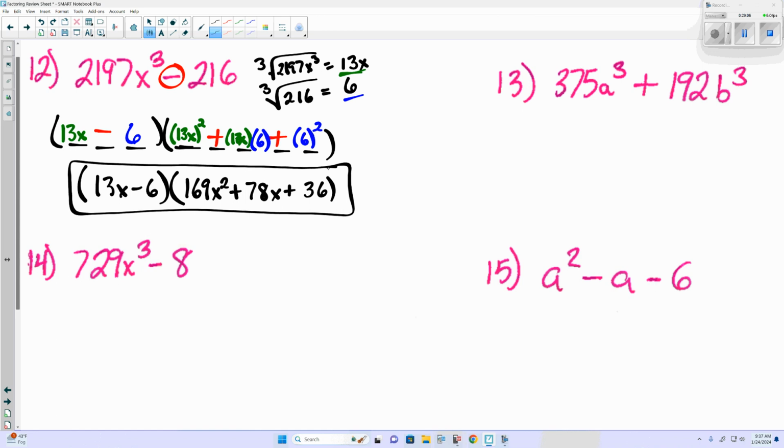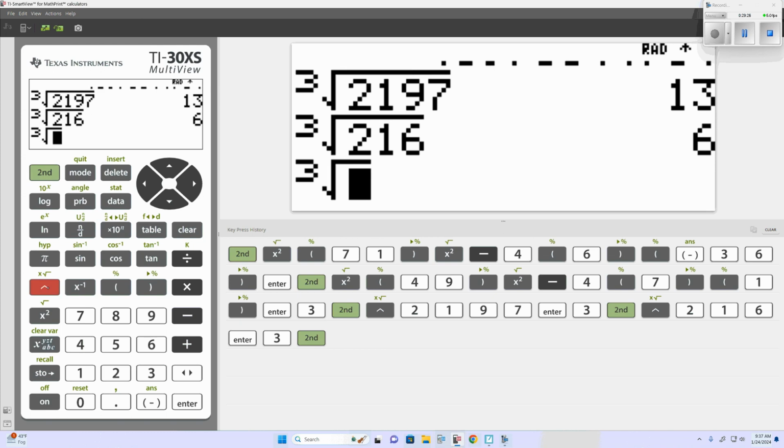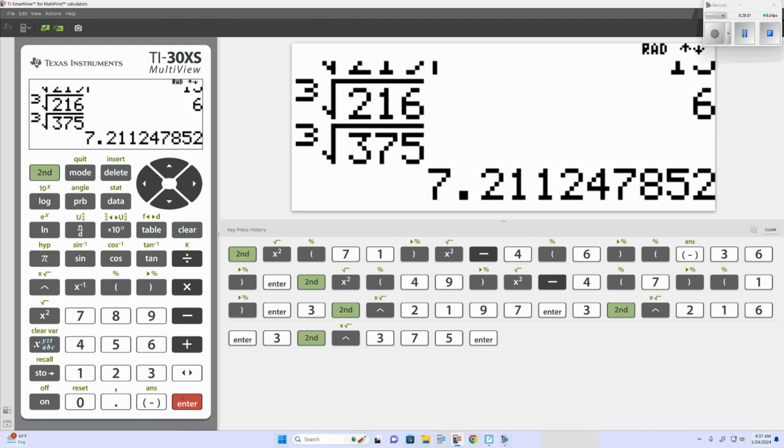We good with 12? Let's look at 13. 375a cubed plus 192b cubed. Sum of two cubes, sum of perfect cubes. Now the first thing we can do is go on and take the cube root. 375, the cube root. 375 is a decimal. If you take a cube root of one of the problems, especially one that is a difference or sum of perfect cubes, and we get a decimal, that means there's a good chance that there is a greatest common factor.